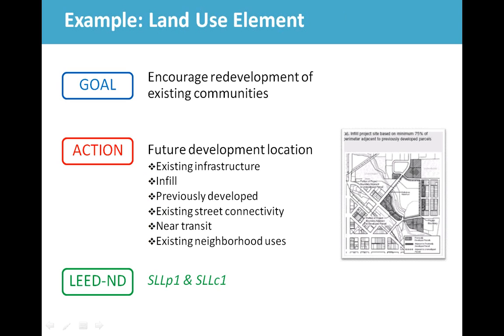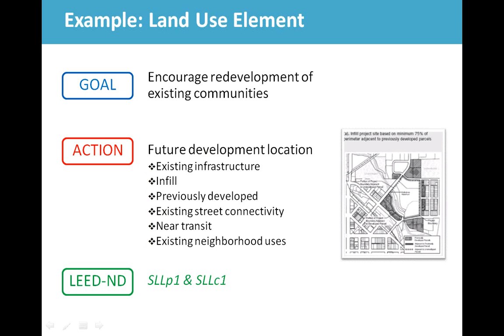Recommended planning actions to achieve these goals involve locating future development within sites served by existing water and wastewater infrastructure or within a legally adopted, publicly owned planned water and wastewater service area, as well as locating future development on infill sites, on previously developed sites, on sites adjacent to existing street connectivity, meaning a minimum number of publicly accessible street intersections per square mile, and locating development on sites near transit with high transit service, as well as on sites near many existing neighborhood uses.